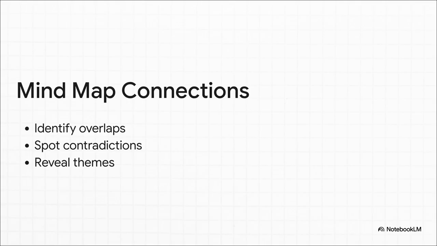It reveals the hidden conceptual structure across all of them. So say you have 12 completely independent papers. The mind map visually connects overlapping ideas, it spots contradictions between different authors, and it even reveals themes that none of the authors explicitly stated. It basically creates this interactive visual navigation layer for your entire knowledge base.